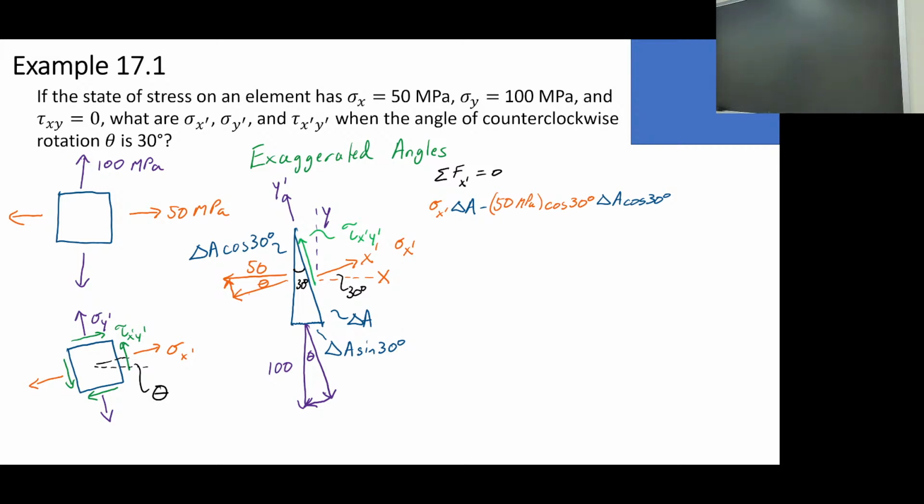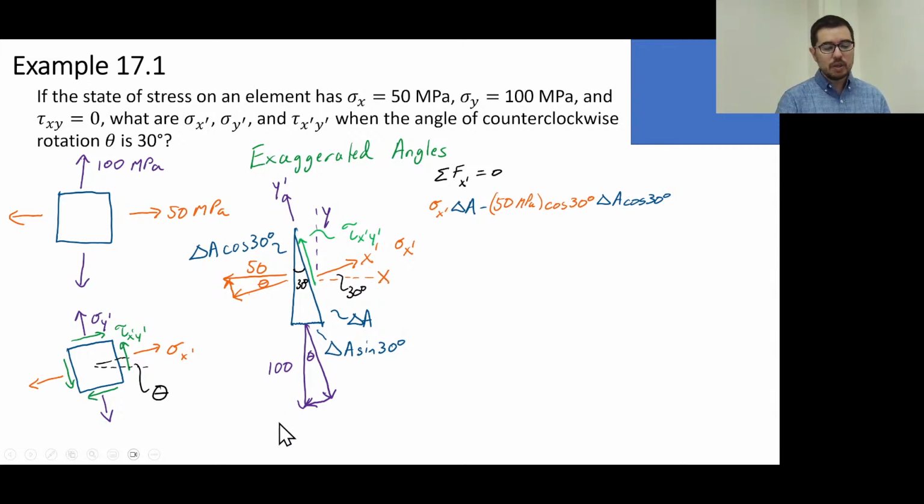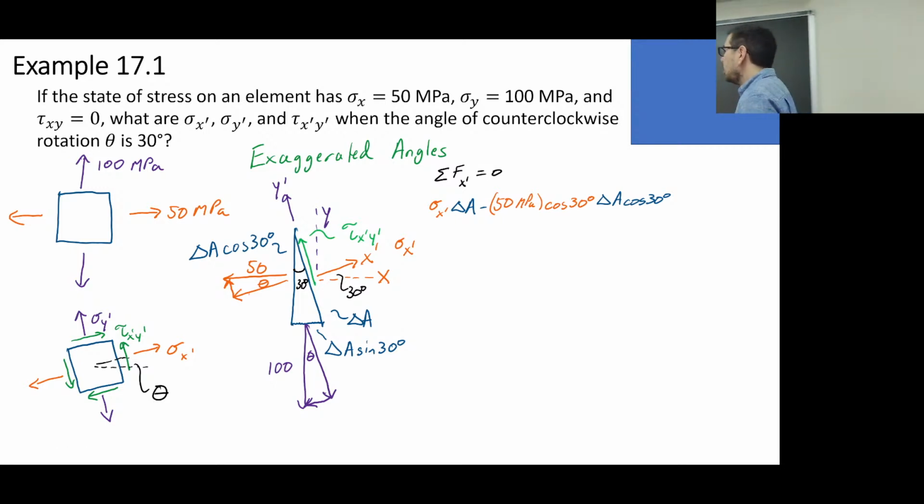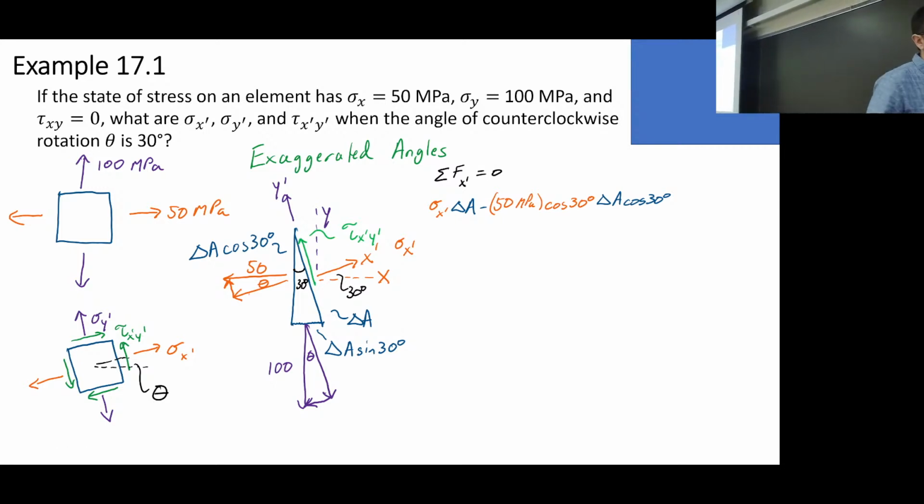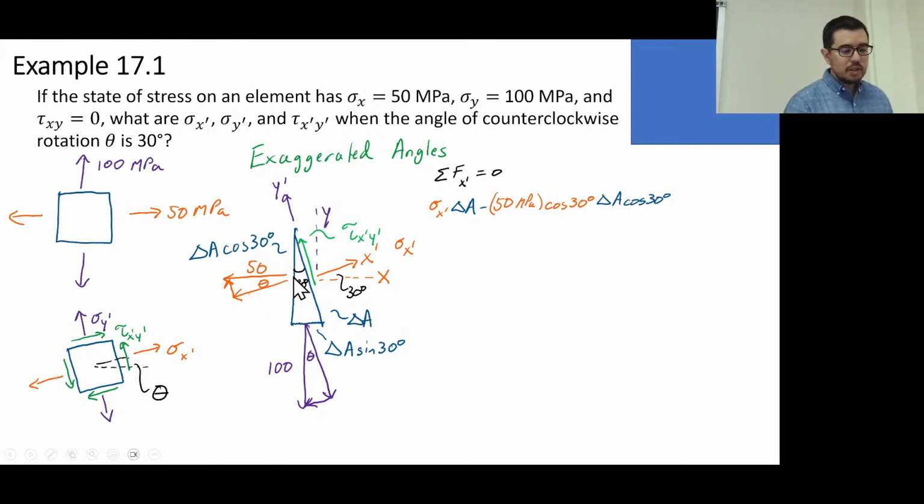All right. You'll be happy to know that there are shortcuts to this. But what we're trying to do today is show how we're in fact satisfying equilibrium when we do these rotations. Now, there's another contribution in the x prime direction, and that is from the 100 megapascals. That is from the sigma y. Oh, and I guess we should have said, yes, this is going opposite direction of x prime, so there's a minus sign.